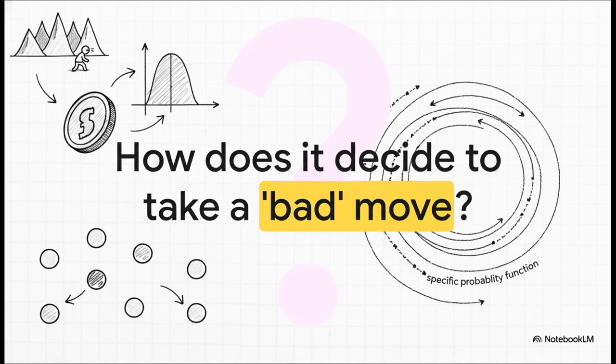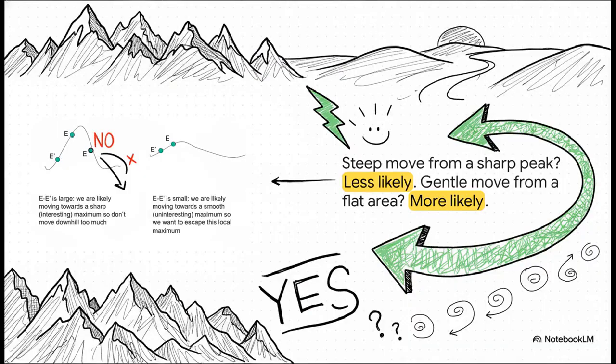So you're probably wondering, how does it actually decide whether to take one of these bad moves? Is it just random? Well, not quite. It all comes down to a clever probability calculation. This little formula is really the brains of the whole operation. And here's the intuition behind it. The chance of taking a bad move depends on two things: how high the temperature is and just how bad the move actually is. So look on the left. If a downhill move is really steep, we're probably leaving a pretty good spot, so we're less likely to take that step. But on the right, the slope is really gentle.